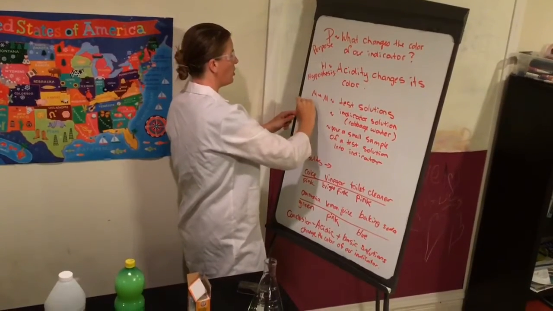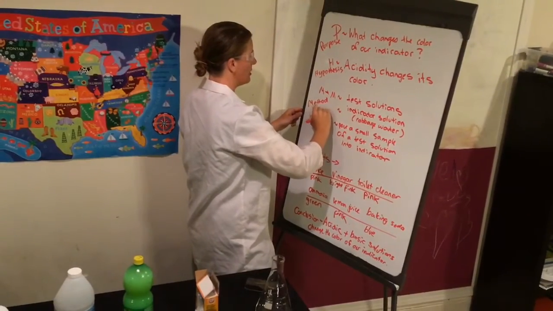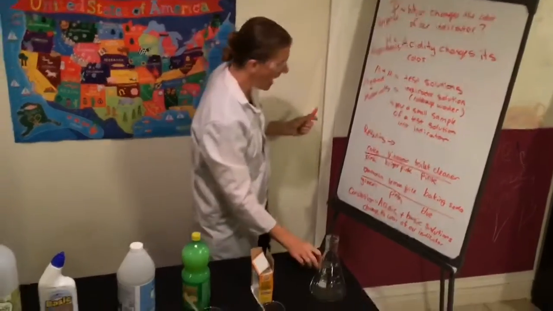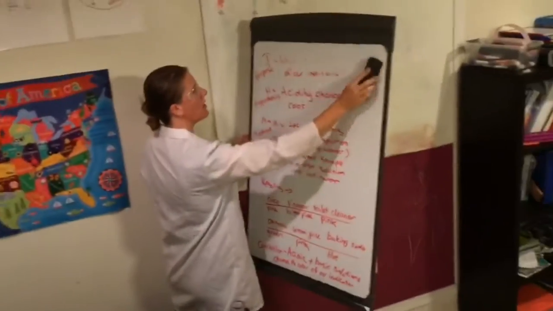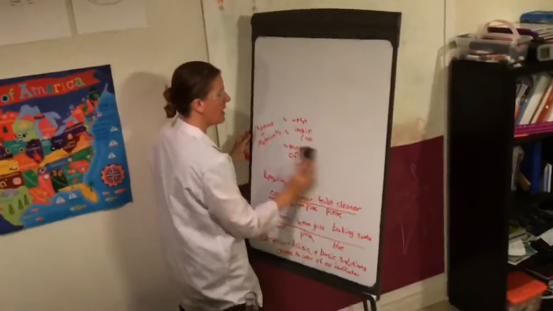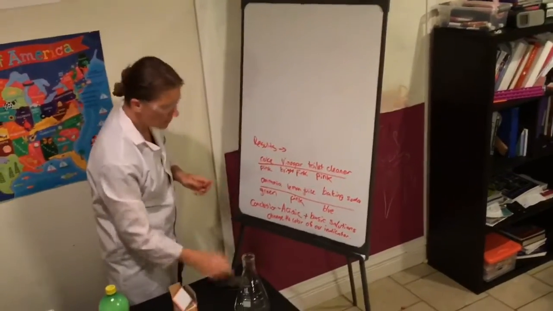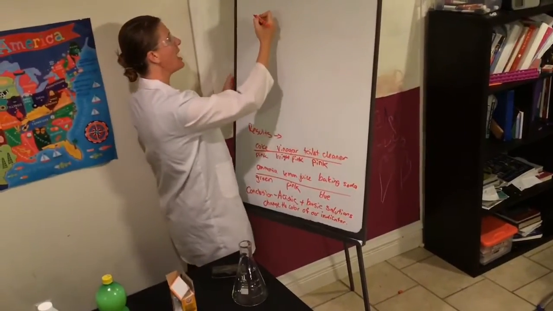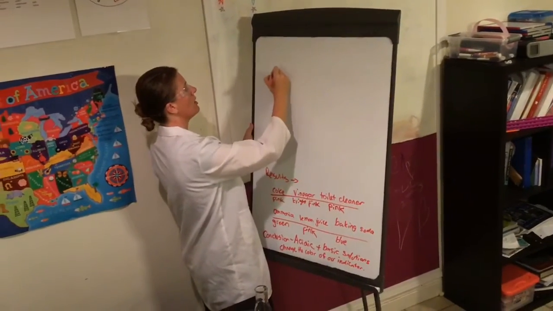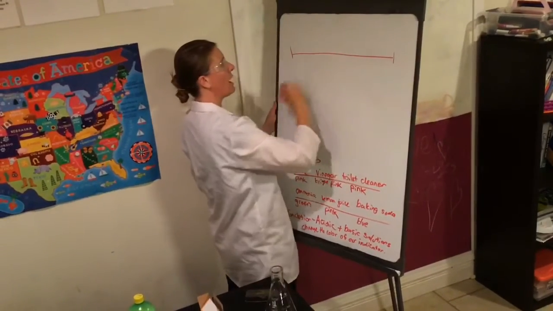Now, for just a moment, I want to discuss the pH scale. The pH scale has to do with the hydrogen ion, and it tells us whether something is acidic or basic. We know that in most cases, acids donate protons, and bases accept protons. So we have a pH scale.